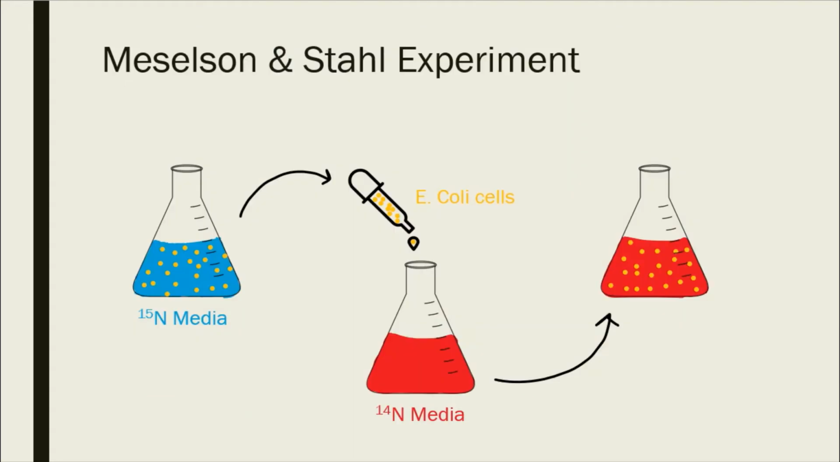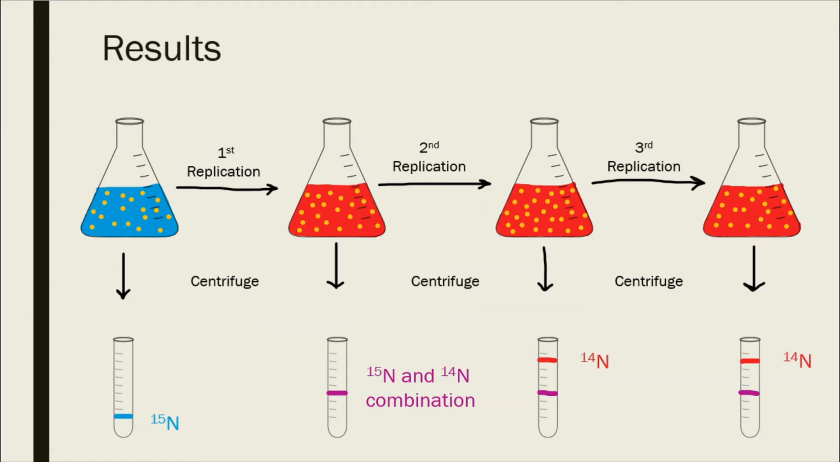To determine which hypothesis was correct for DNA, Meselson and Stahl grew a culture of E. coli cells in 15N media. Then, they transferred the cells to a 14N media and let the cells replicate for several generations. The main difference between 15N media and 14N media is in their weight, and 15N is heavier than 14N. After each generation replicated, they took a sample of the DNA.